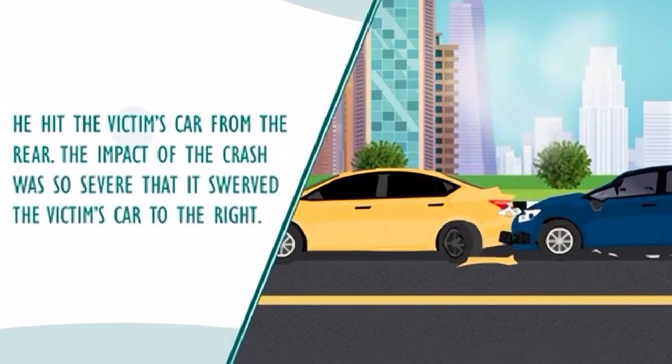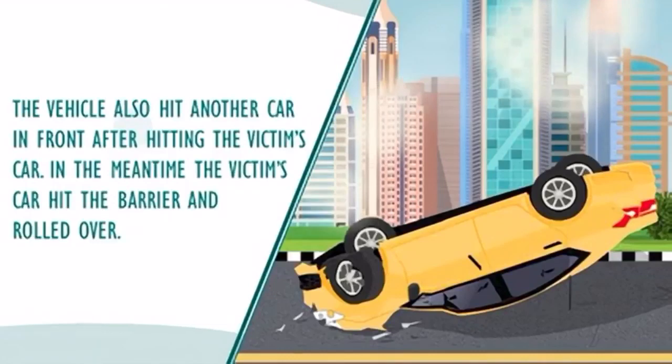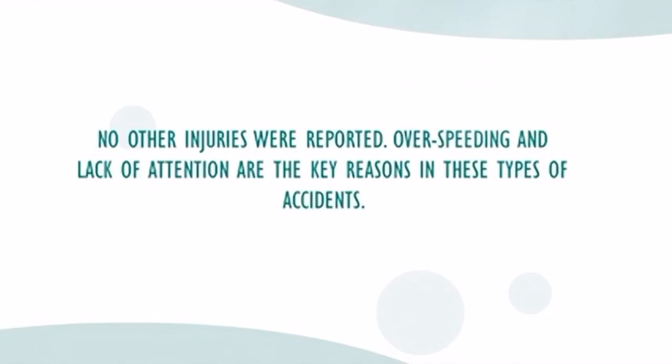The impact of the crash was so severe that it swerved the victim's car to the right. The vehicle also hit another car in front after hitting the victim's car. In the meantime, the victim's car hit the barrier and rolled over. No other injuries were reported. Overspeeding and lack of attention are the key reasons in these types of accidents.